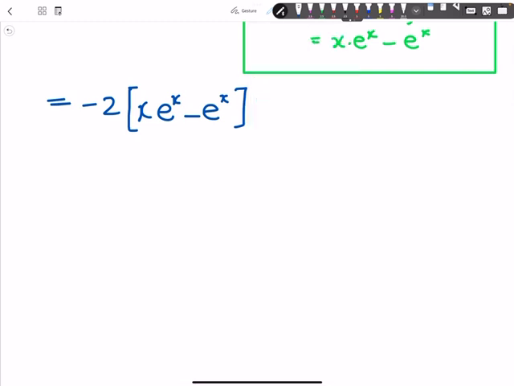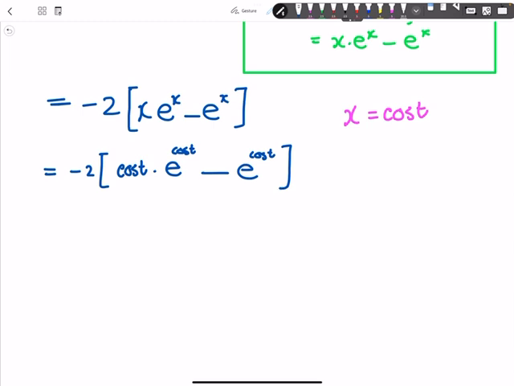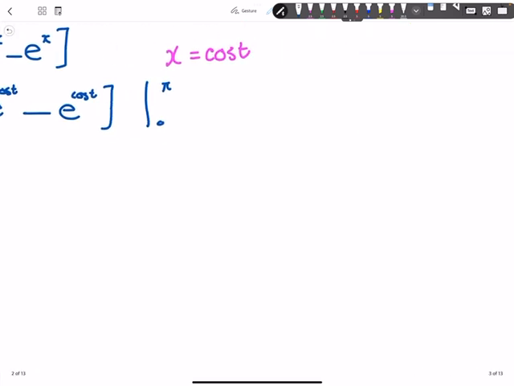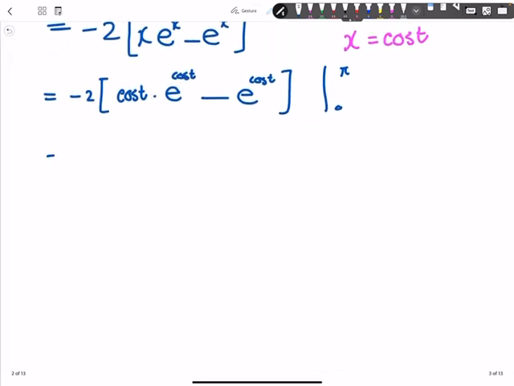So remember, we decided to let x be equal to cosine of t. So let's back substitute first. So this will be negative 2 times cosine of t times e to the cosine of t minus e to the cosine of t. And now we can evaluate from 0 to pi. You could either do that or you could convert your bounds. Either way is fine.